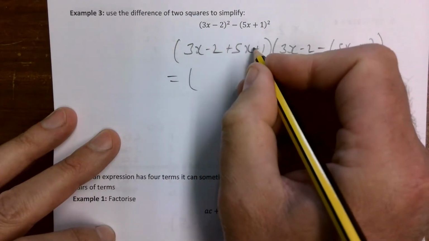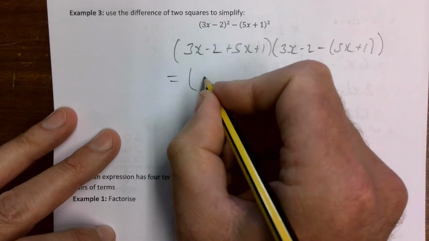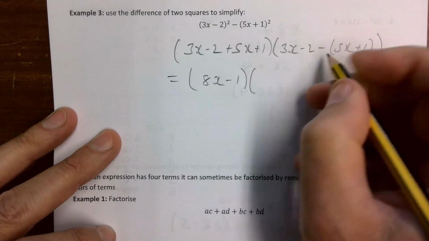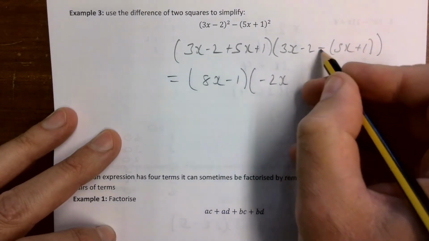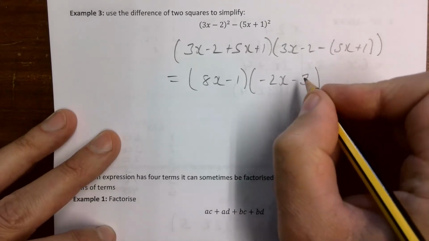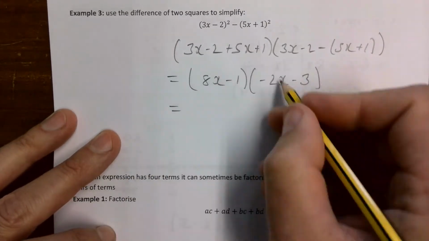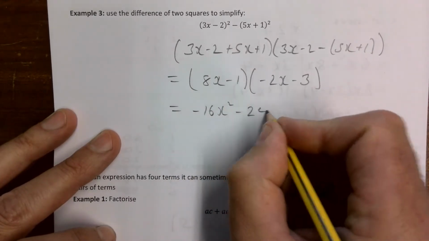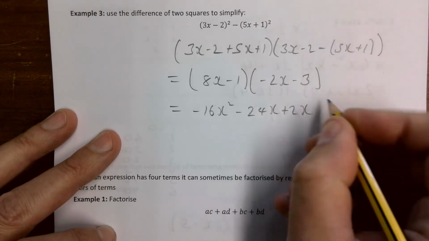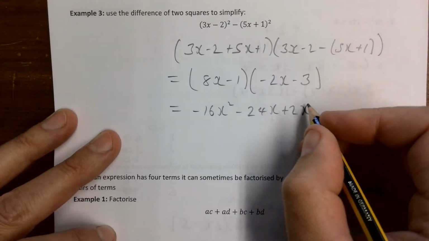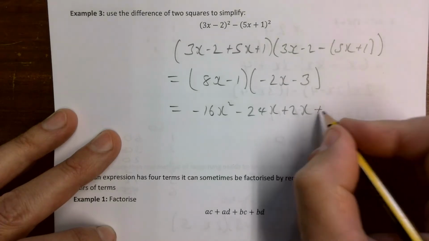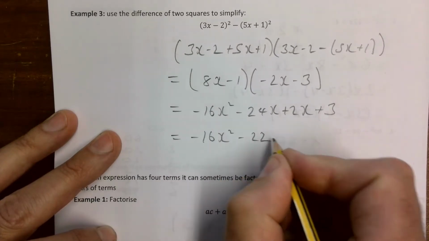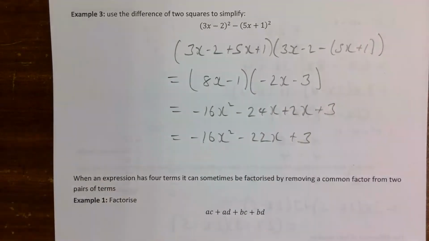So simplifying this is going to give us, what does that give us? That gives us 8x minus 1 and 3x minus 5x is minus 2x, and then minus 2 minus 1 is minus 3. If we multiply this out, there's going to be first is minus 16x squared, outer minus 24x, inner plus 2x, and last is plus 3. That gives us minus 16x squared minus 22x plus 3.